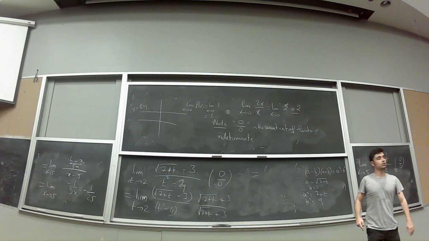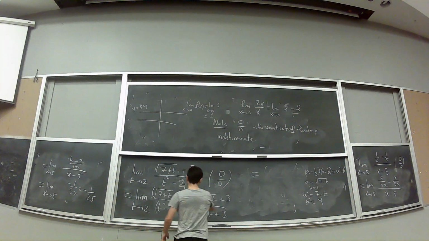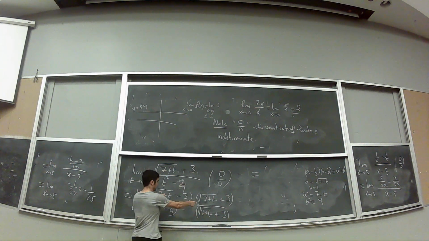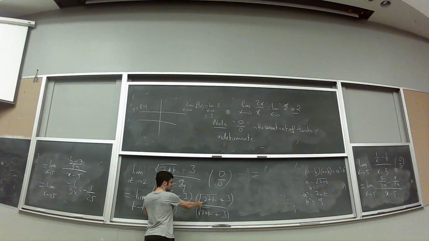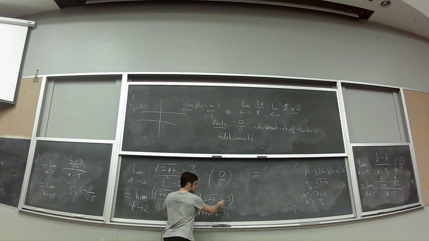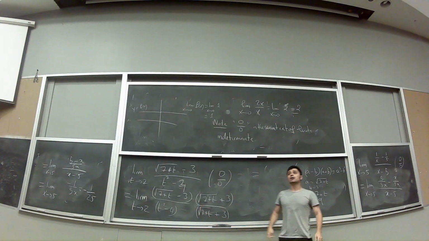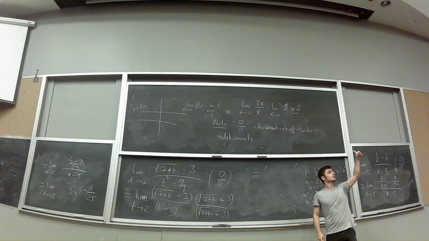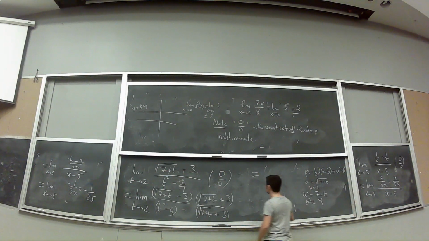If you're not convinced, what do you do? Just expand. Multiply these two, the square root of 7 plus t minus 3 times the square root of 7 plus t plus 3. What happens to these two terms? They cancel out. Minus 9. That's what you get. Are we good? Any questions? Okay, let's do this here.